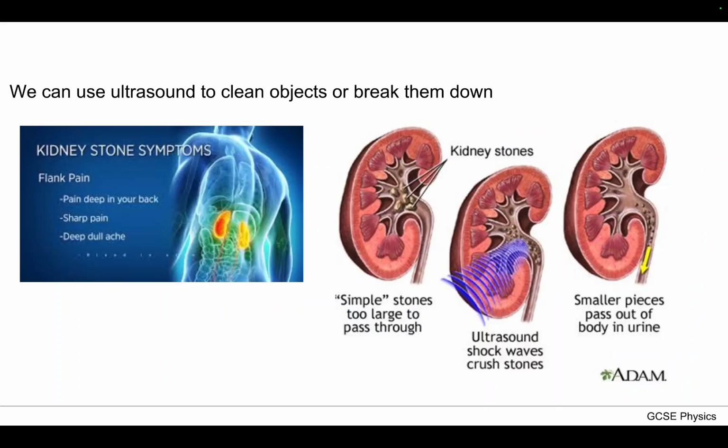What else can they do? Really good for kidney stones, so they break them down. Kidney stone symptoms: if you get a pain deep in your back, sharp and a deep dull ache, it could be indicative of kidney stones. Doctors will test you, and if you've got simple kidney stones which are too large to pass into the urine, they just use ultrasonics or ultrasound waves, which break them down into much smaller pieces, and then you can pass them out normally in urine.